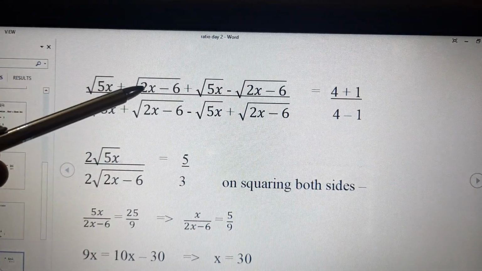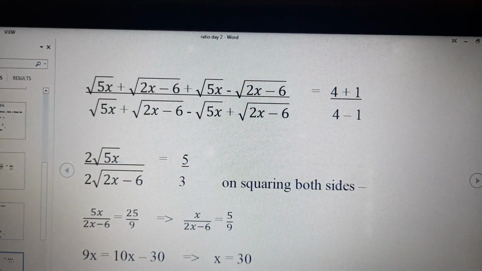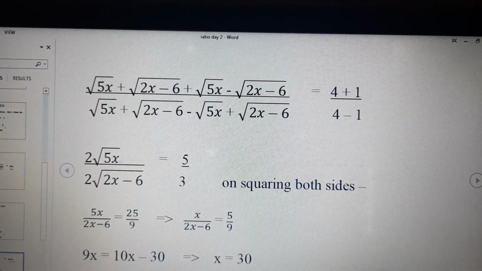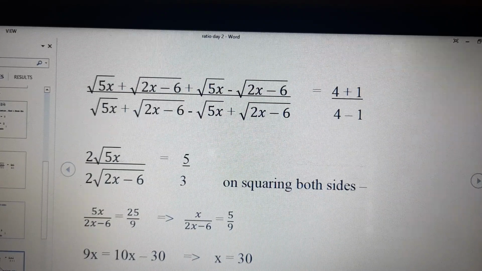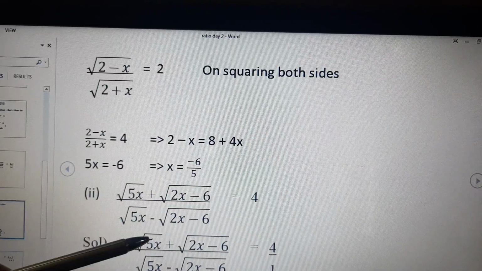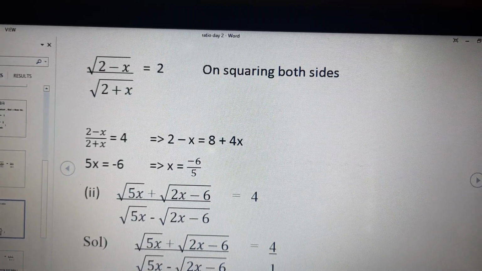Because one term will be cancelled and we will be left with a single term over here which can be easily squared, and then we can calculate the value of x from there. So in order to cancel the term, we apply componendo and dividendo. If we apply componendo and dividendo, you need to remember: numerator plus denominator divided by numerator minus denominator.